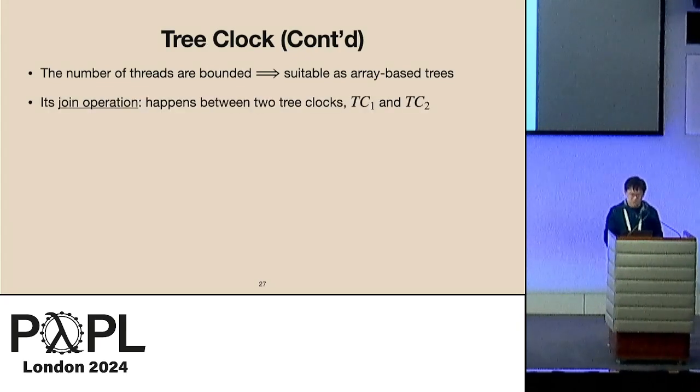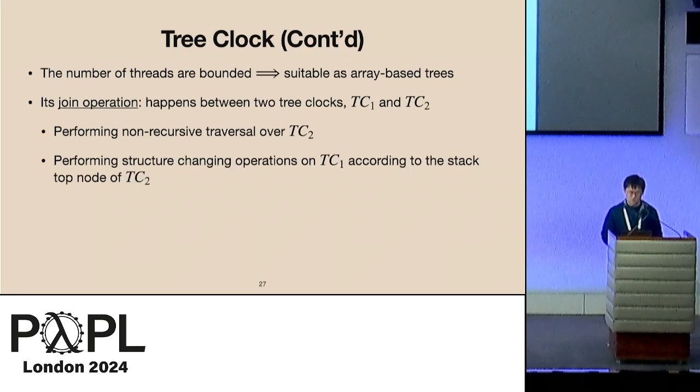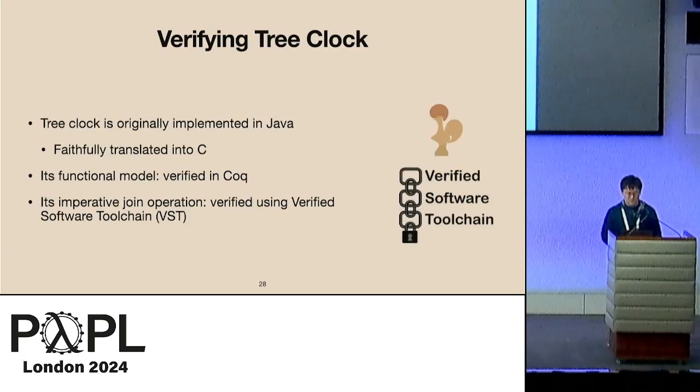As a logical clock, tree clock supports the join operation, which happens between 2 different tree clocks. Here I will indicate them as TC1 and TC2. The join operation is basically a non-recursive traversal over TC2, and during the traversal, there will be structure changing operations performed on TC1 according to the stack top node of the traversal. So the join operation manifests both of the two verification challenges. Therefore, our case study is about verifying the join operation of the tree clock.